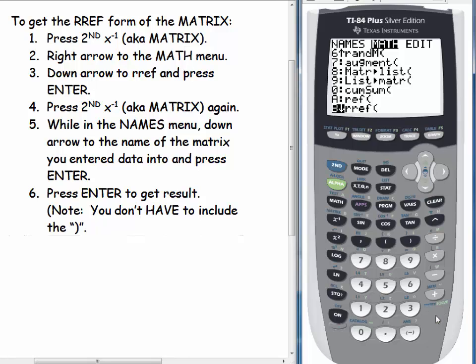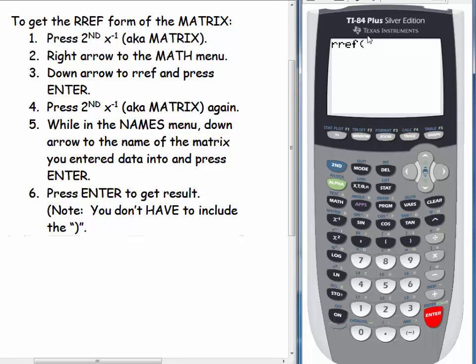Once we're on it, we're going to press enter, and then we need to tell it which matrix we want to put in that form. So we go back to the matrix menu, second, X to the negative 1, and while in this names column, I need to go down to matrix B because that's the one that I have my matrix in, and press enter. I can put a right paren here, or it'll let me get away with just pressing enter right now. So this is our RREF form.